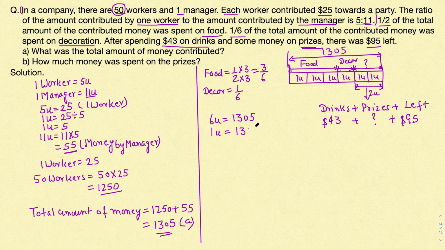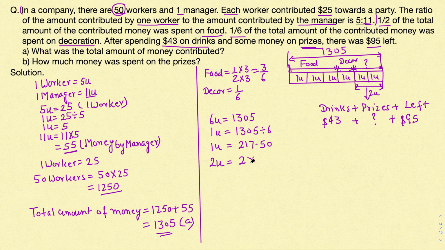So from here we can say, how much will be 1 unit? It will be 1305 divided by 6. So that will give you $217.50. Okay, so our 1 unit is $217.50, but we want to know how much is 2 units, because we have to find the amount spent on prizes. Basically first we have to calculate how much is spent in total on drinks, prizes, and what was left, right?